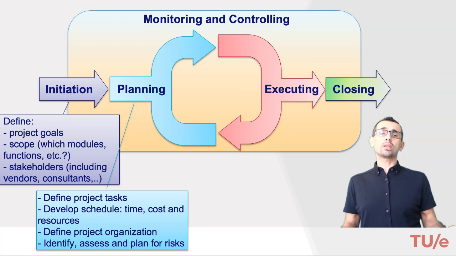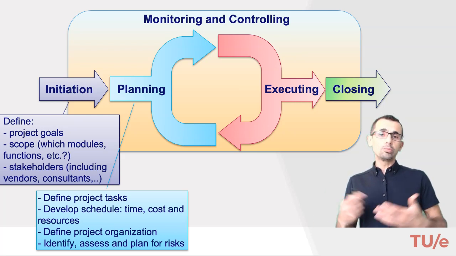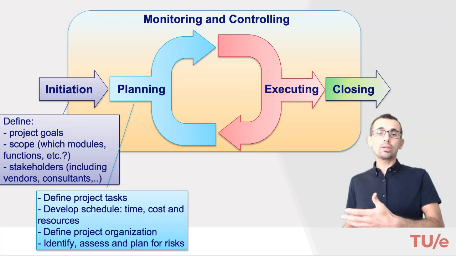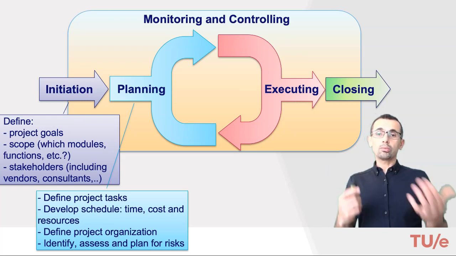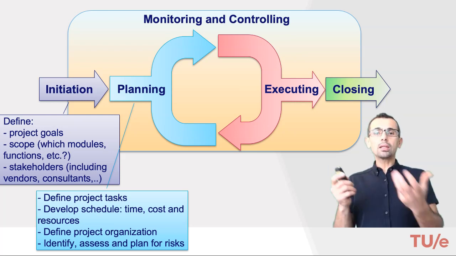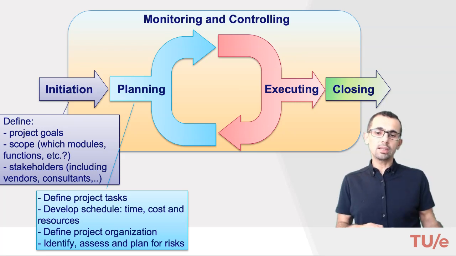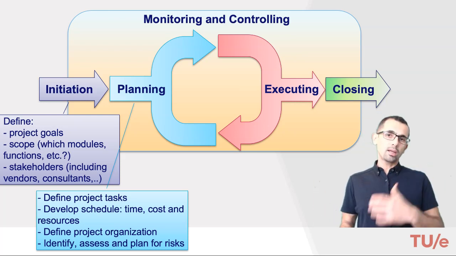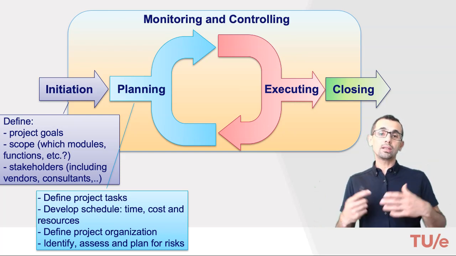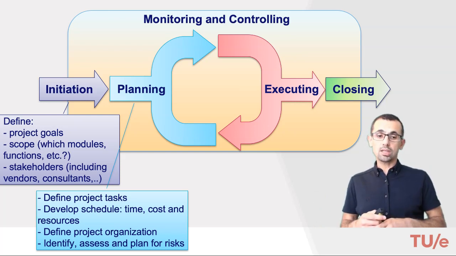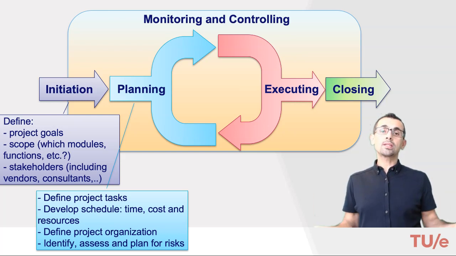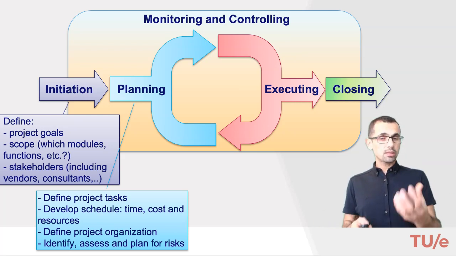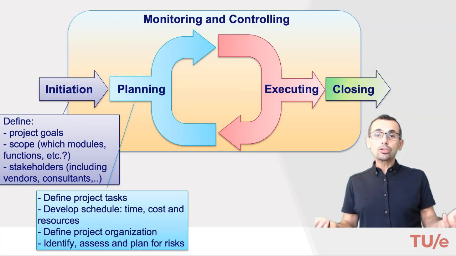And then the project organization is clarified. So, who will be the project manager? Perhaps the project manager is already defined in the initiation, but still, who will be in the functional team, for instance, who will be in the technical team, consultants, and so on and so forth. More details about the project organization will be covered in a separate video. Next, you assess and plan for the project risks, the things that may go wrong, and if so, what should we do?